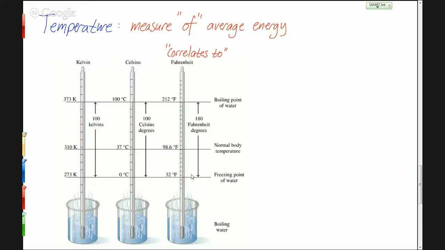So if I say something like, we'll talk about the equations in a minute, but how many degrees Fahrenheit is 80 degrees Celsius?